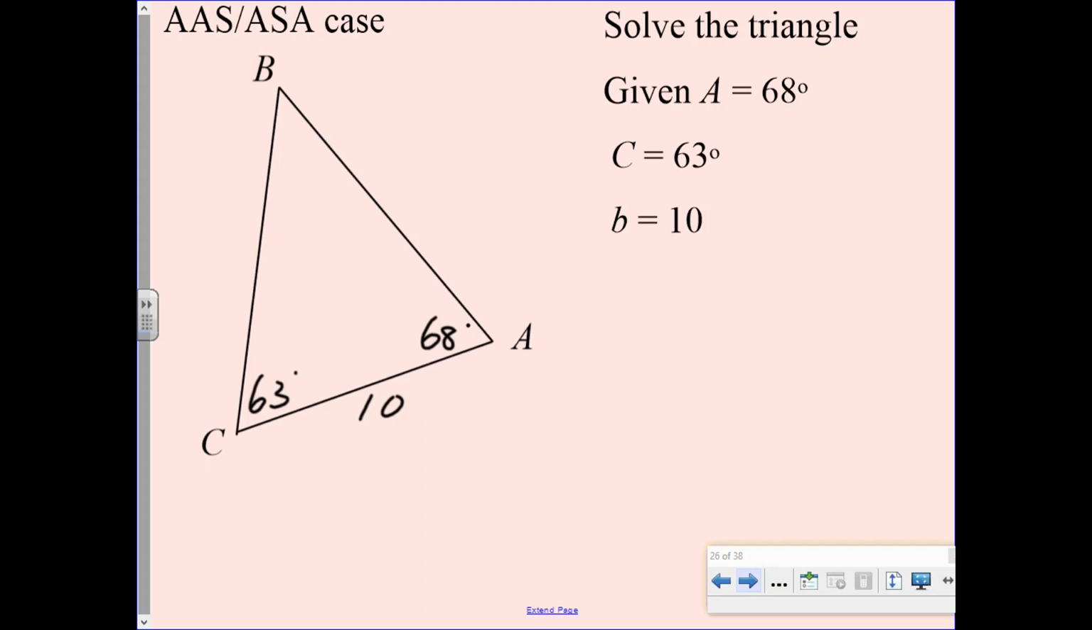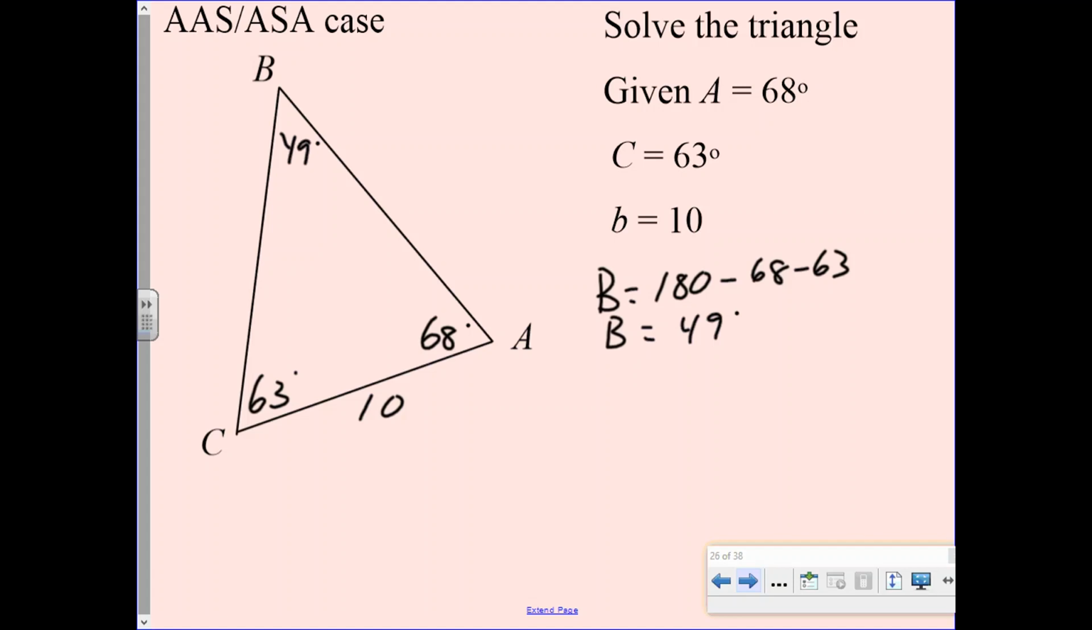Okay, so hopefully by now, even if you didn't actually solve it because you don't have a calculator handy, you've at least set up the ratios. So let's do angle B first. That's the easy one. So angle B is 180 minus 68 minus 63, which comes out to be 49 degrees. That's the easy one.